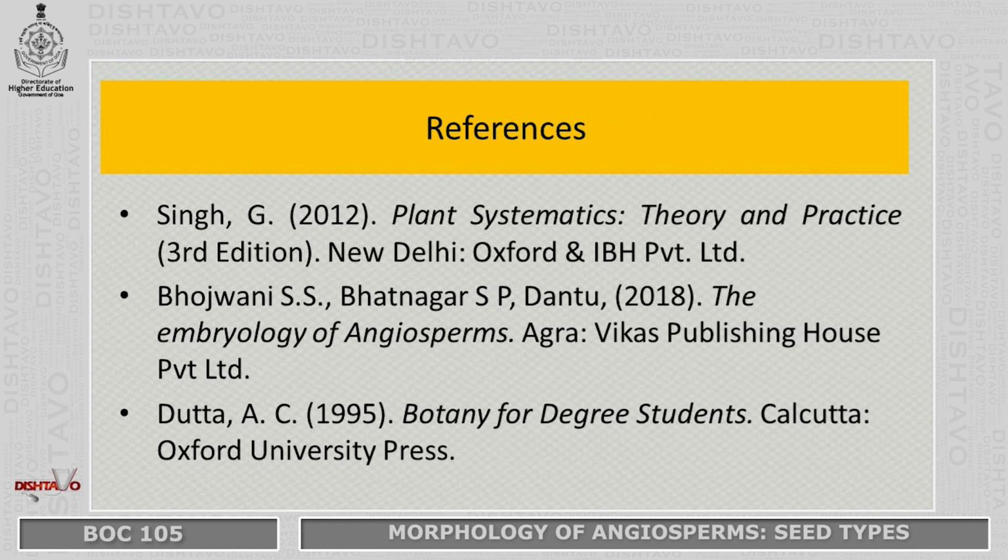So here we come to the end of this lecture. You have studied the different types of seeds based on endospermic and non-endospermic nature, based on shape, and the third type of classification, which is based on the position of the embryo inside the seed.